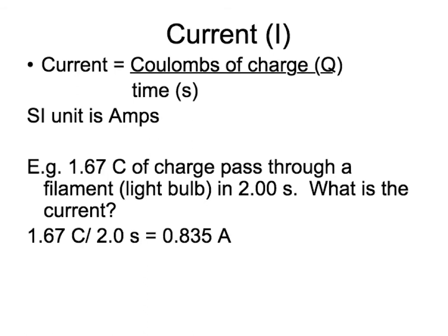Okay, so just doing an example here. The standard international unit of amps is coulombs of charge over time. So 1.67 coulombs of charge pass through a filament in 2 seconds. What is the current? Take 1.67 coulombs per 2 seconds, 0.835 amps.